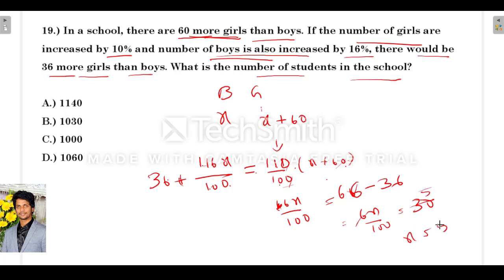So x is 500. What they are asking is, what is the number of students in the school? Initially the number of students in the school is the sum of these, 2x plus 60, right? So x is 500, so 2 into 500 is 1000 plus 60. So 1060 is our answer. This is our answer.